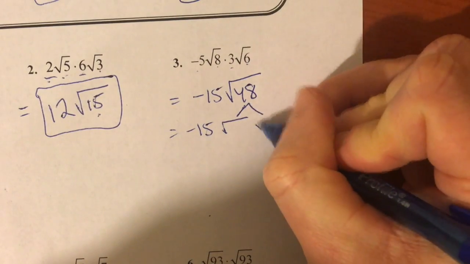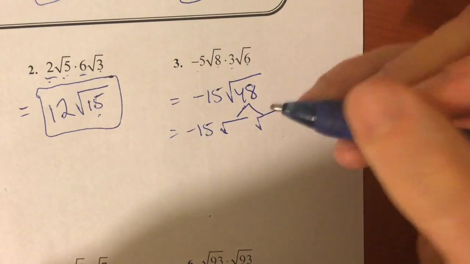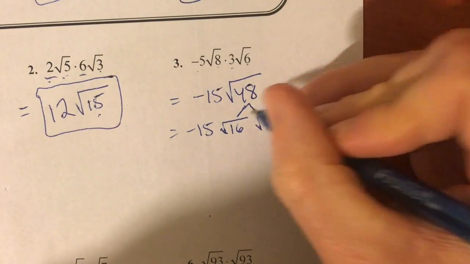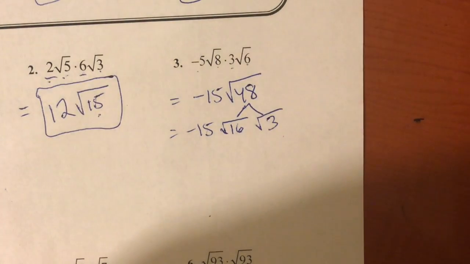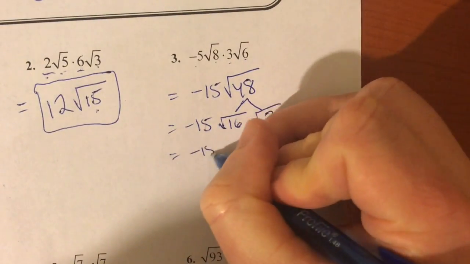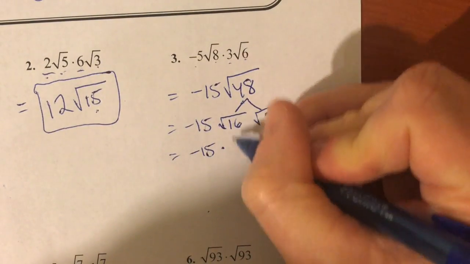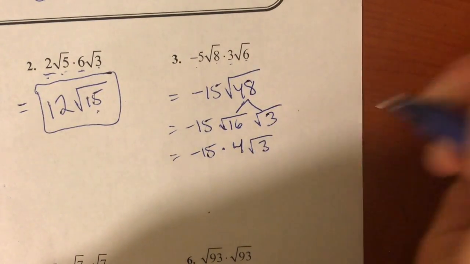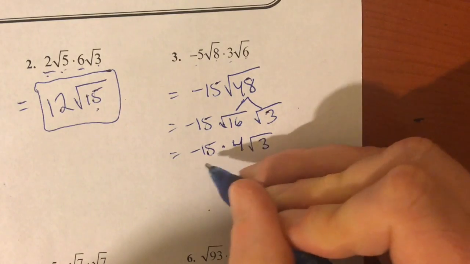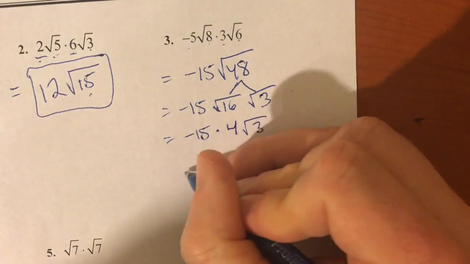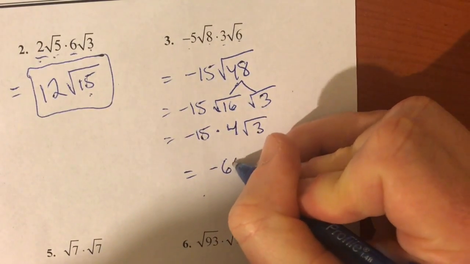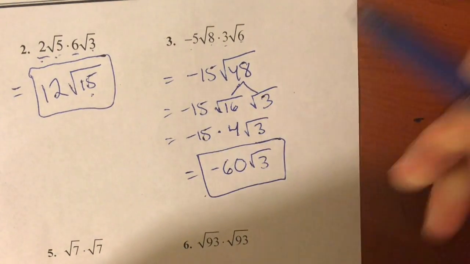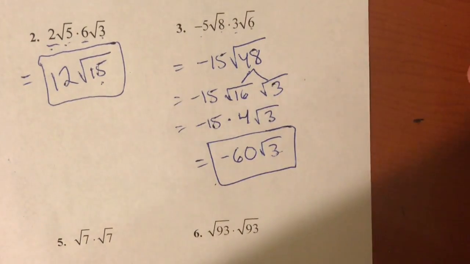I like to go with the biggest perfect square, and by now you should have seen 48 fairly often that you bypass the 4 times 12 because that'll take 2 steps and you go, hey, that's 16 times 3. 16 being the biggest perfect square that goes in. The square root of 16 is 4, so that becomes a 4. Root 3 stays root 3, and now you've got -15 times 4 on the outside, so we multiply those, and that's -60 root 3. Done. Radical completely reduced, and that's that.